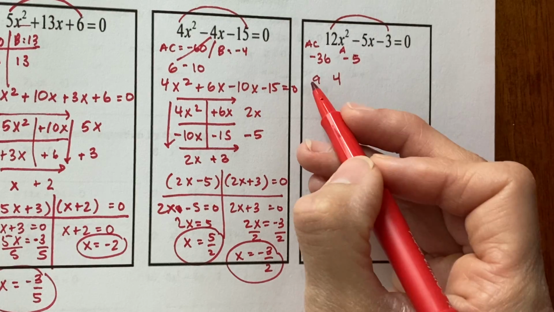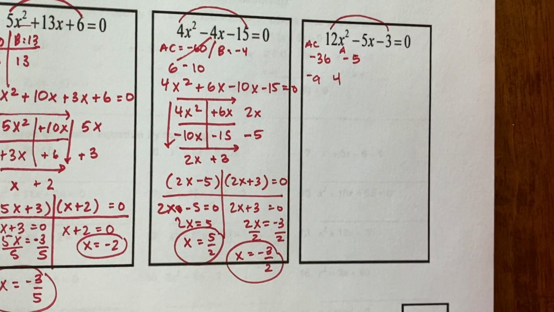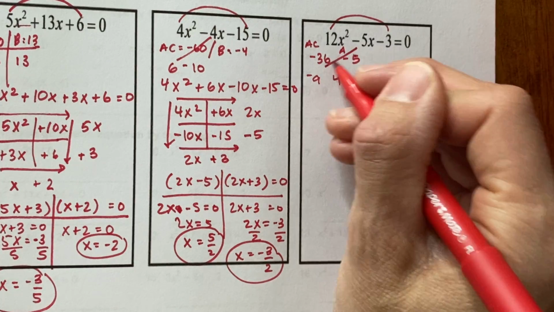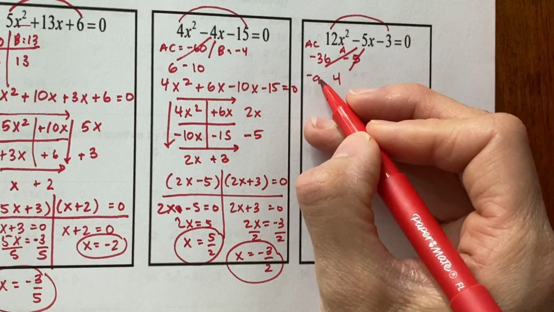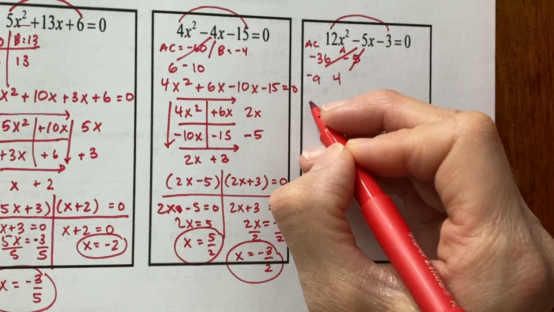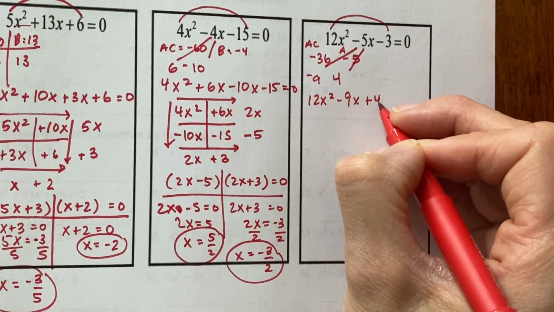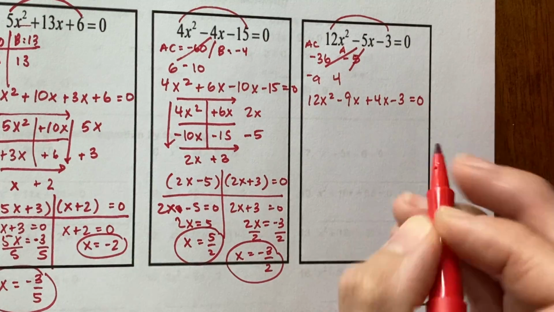And I said the larger factor is negative. So your 9 is negative. So split up your B term. Negative 5 becomes negative 9 plus 4. So I have 12x squared minus 9x plus 4x minus 3 equals 0.